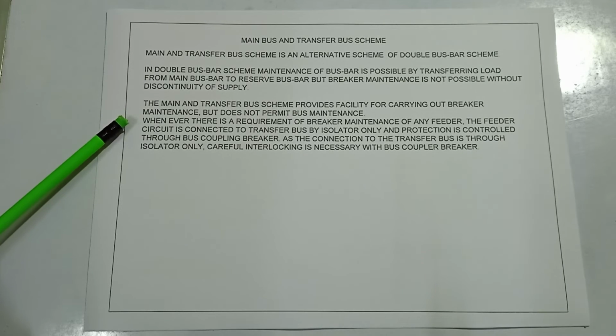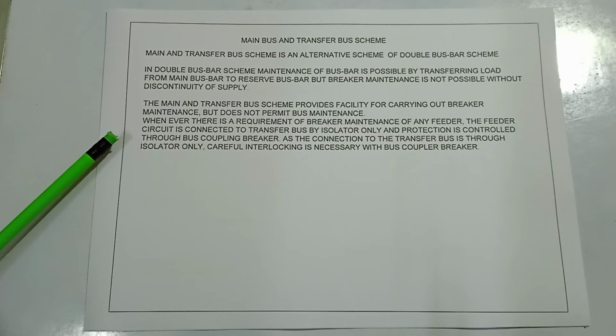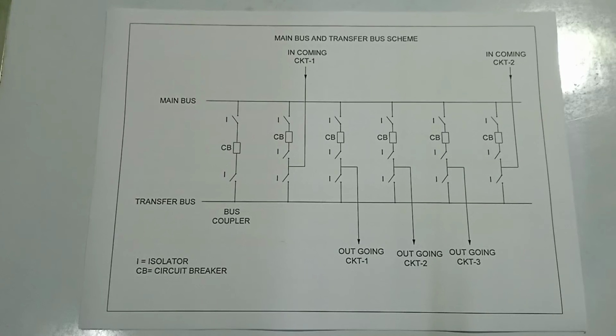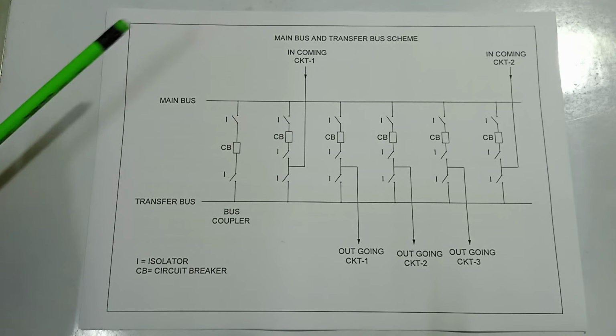Whenever there is a requirement of breaker maintenance of any feeder, the feeder circuit is connected to the transfer bus by isolator only, and protection is controlled through the bus coupling breaker. As the connection to the transfer bus is through isolator only, careful interlocking is necessary with the bus coupler breaker. Okay, next.